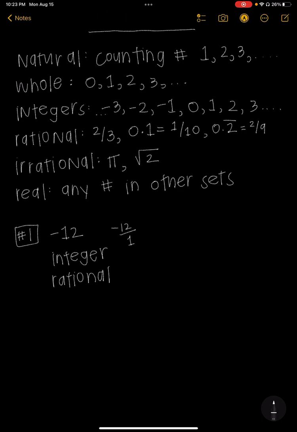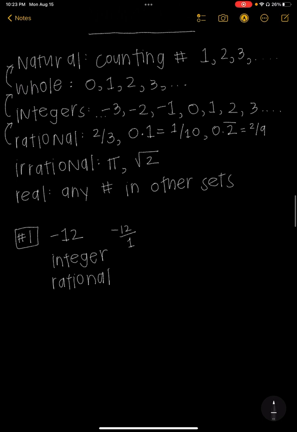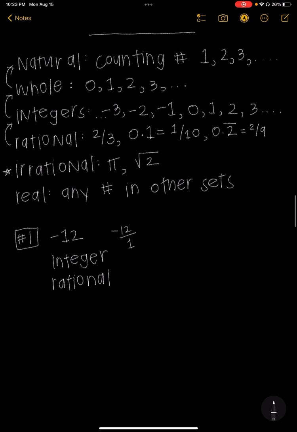And it kind of goes down that way. So like any natural number, or let's say any whole number is also natural. Any integer is also whole. Any rational number is also an integer. The only one that does not get included in this is this irrational. But like we talked about, the reals are all encompassing, for everything.